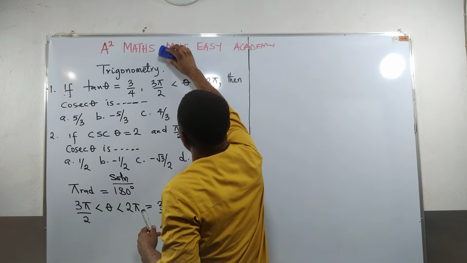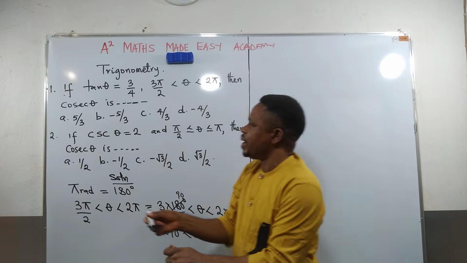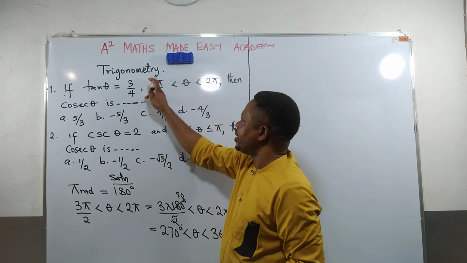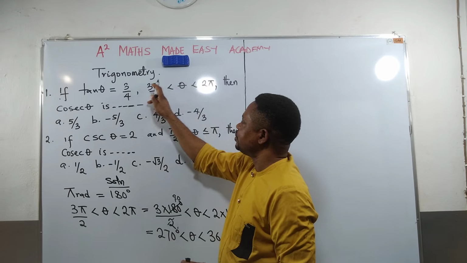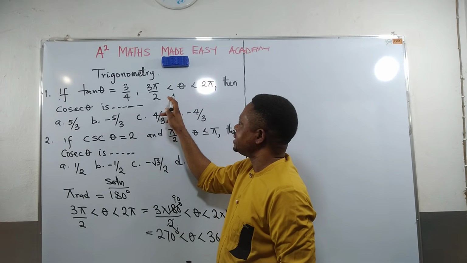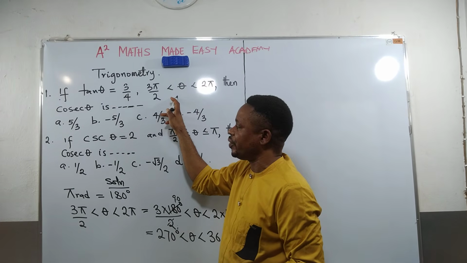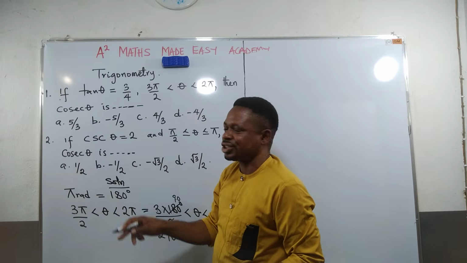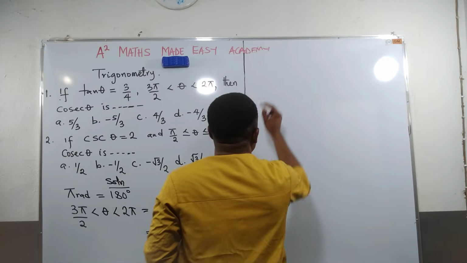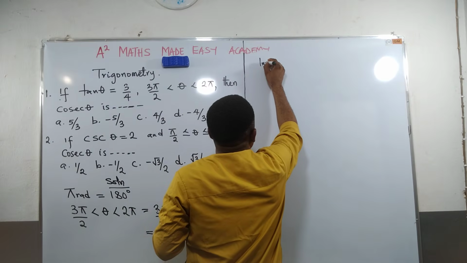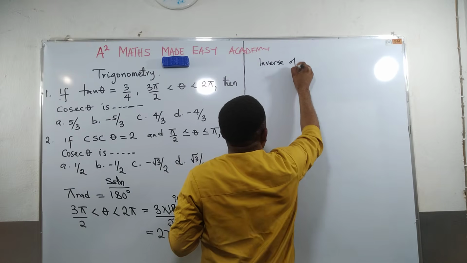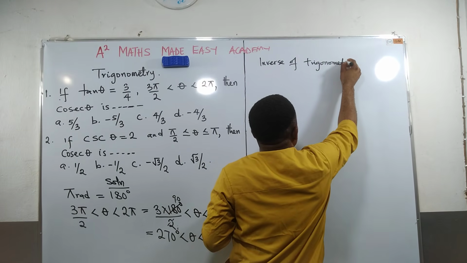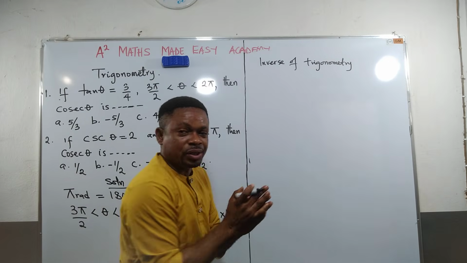Now the question, I repeat again. The question says if tan theta is 3 over 4, and we have already converted this angle from radians to degrees, it tells us that it falls on the fourth quadrant. But the question says, then cosec theta is what? Now I want you to observe something here. This cosec theta is called an inverse of trigonometry.